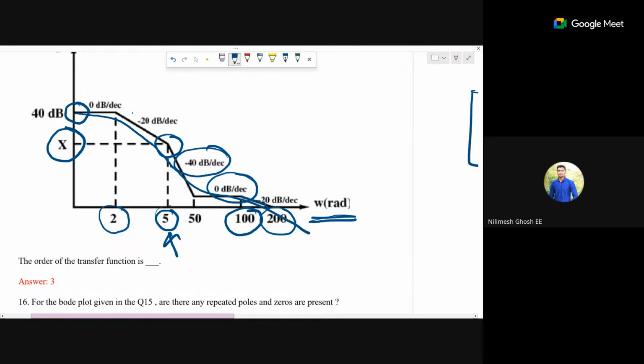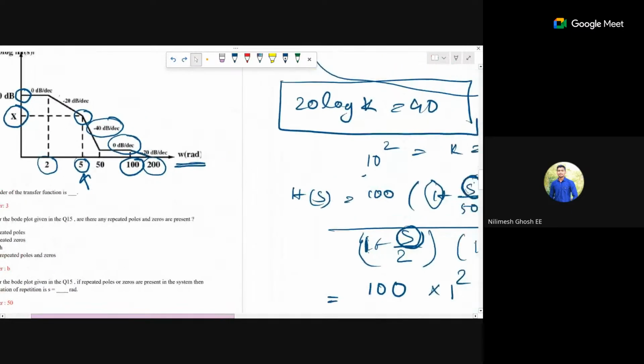This is the Bode exact plot. This one is the Bode exact plot. But whatever I have done in the question, that is the Bode asymptotic plot. In the questions also, it will be given as Bode asymptotic plots.